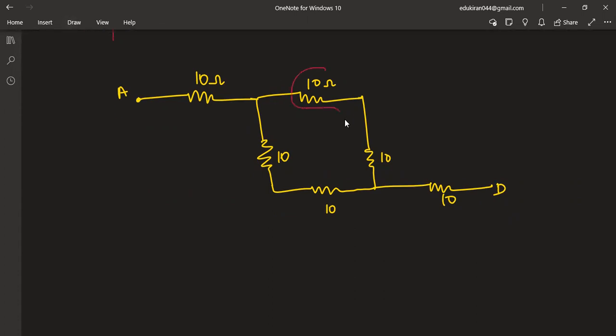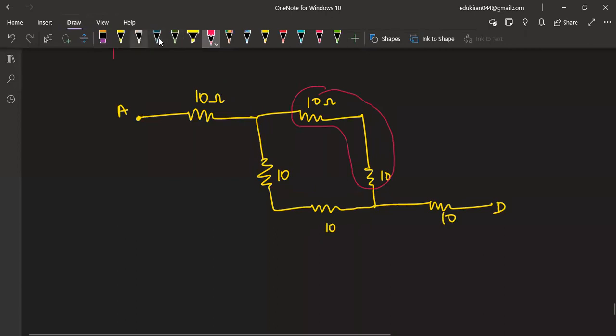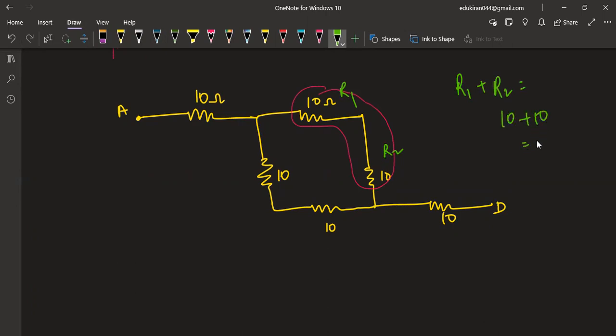You can see they are connected in series. This is what I had written. When I wrote R1, R2, they are equal. So here you can see, let's say this is R1, this is R2. So R1 plus R2 becomes 10 plus 10, which is equal to 20 ohms. All right, this is the first one.